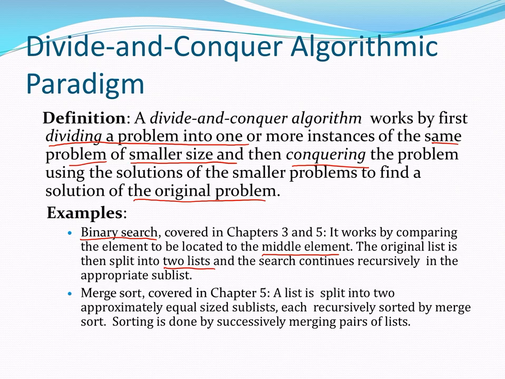Another one that we have encountered is the merge sort algorithm. The way it works is we have a list of elements we want to order, and we split it into two similarly sized sublists, and each of those is also split into similar lists until we get down to a single element. And then we have a bunch of steps to merge all of those smaller lists.